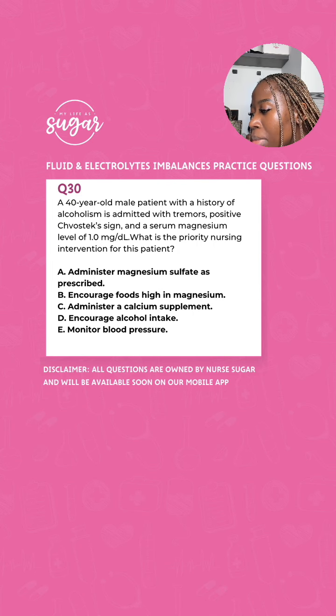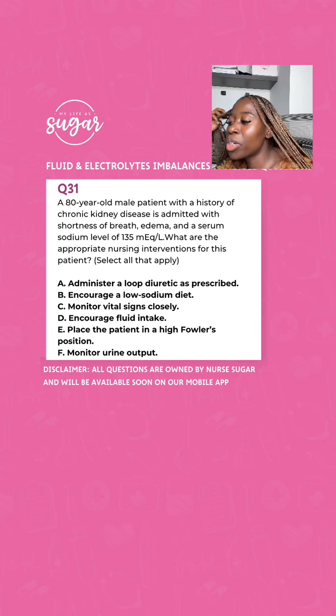A, would you administer magnesium sulfate to help them increase the magnesium level since they are obviously suffering from low magnesium? Would you encourage a food high in magnesium? Would you administer a calcium supplement? Would you encourage alcohol intake, and would you monitor their blood pressure? So we have an obvious problem here, and you guys know the magnesium level is 1.0. So if you have a patient and they have all of these signs and symptoms, what would you do? Yes, you do A.